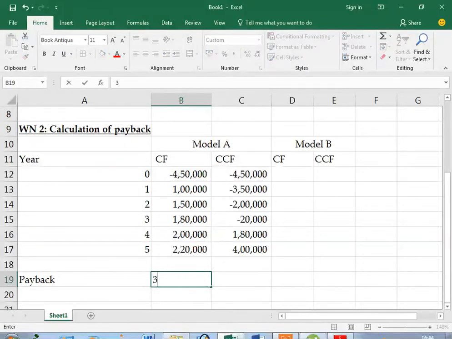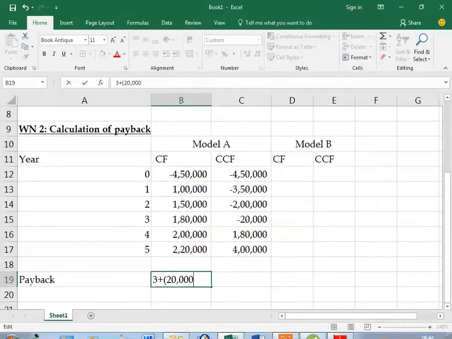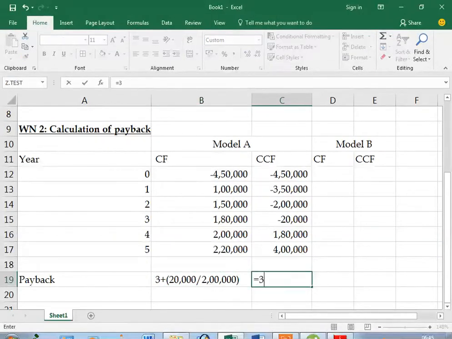So 3 plus unrecovered cash flow of base year. In that year 3, how much is negative? 20,000. So whatever is the negative for that, 20,000 divided by cash flow of next year, which is 2 lakhs. This is my payback answer. Year 3 plus unrecovered cash flow of base year divided by cash flow of next year.